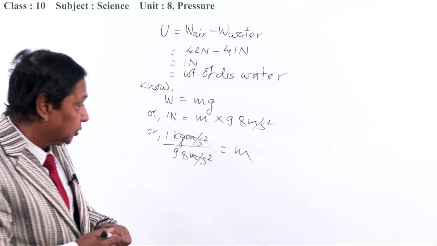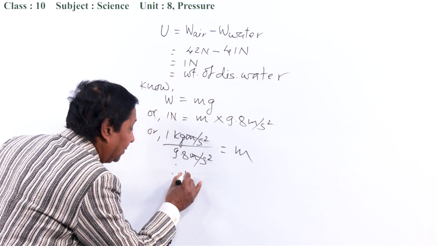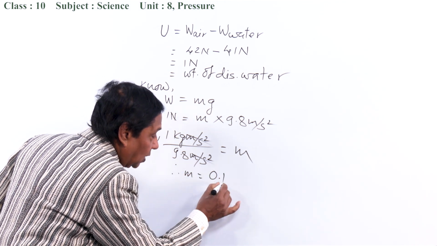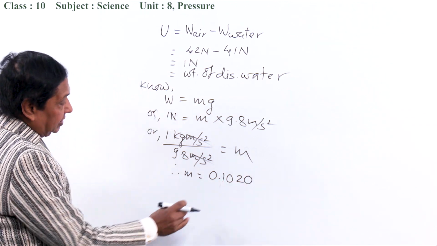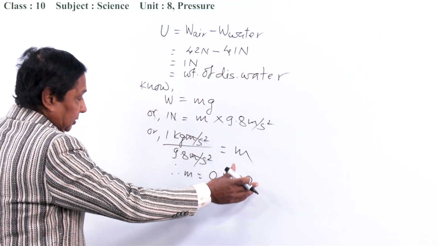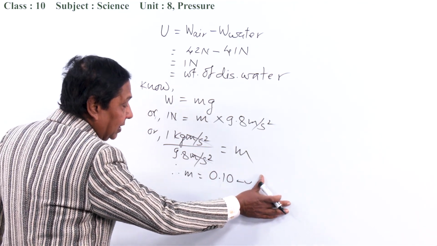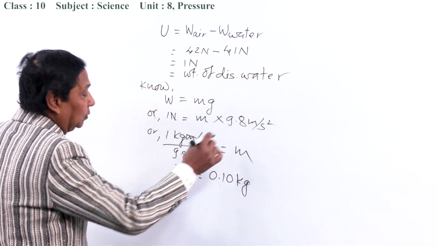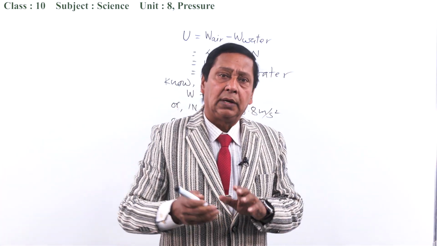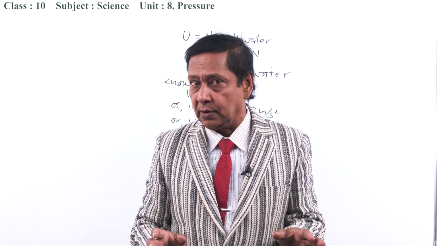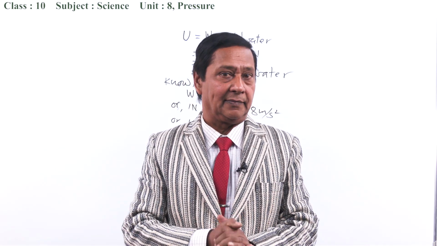There are other numbers also, therefore m is equal to 0.1020. We are taking just 2 digits after the decimal point, so I want to ignore this. Since this number is less than 5, we can remove it, and we get 0.10 kilogram. 0.10 kilogram means 100 gram. The mass of displaced water is 100 gram. Okay, let's have another question.